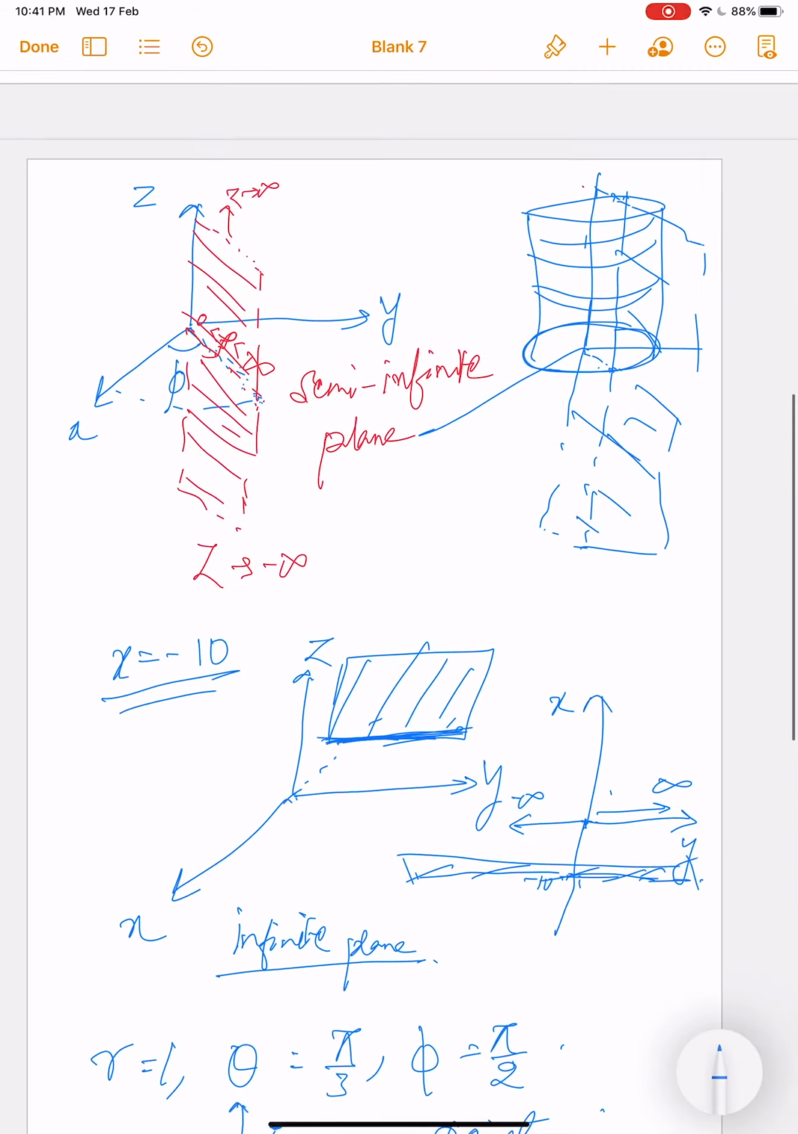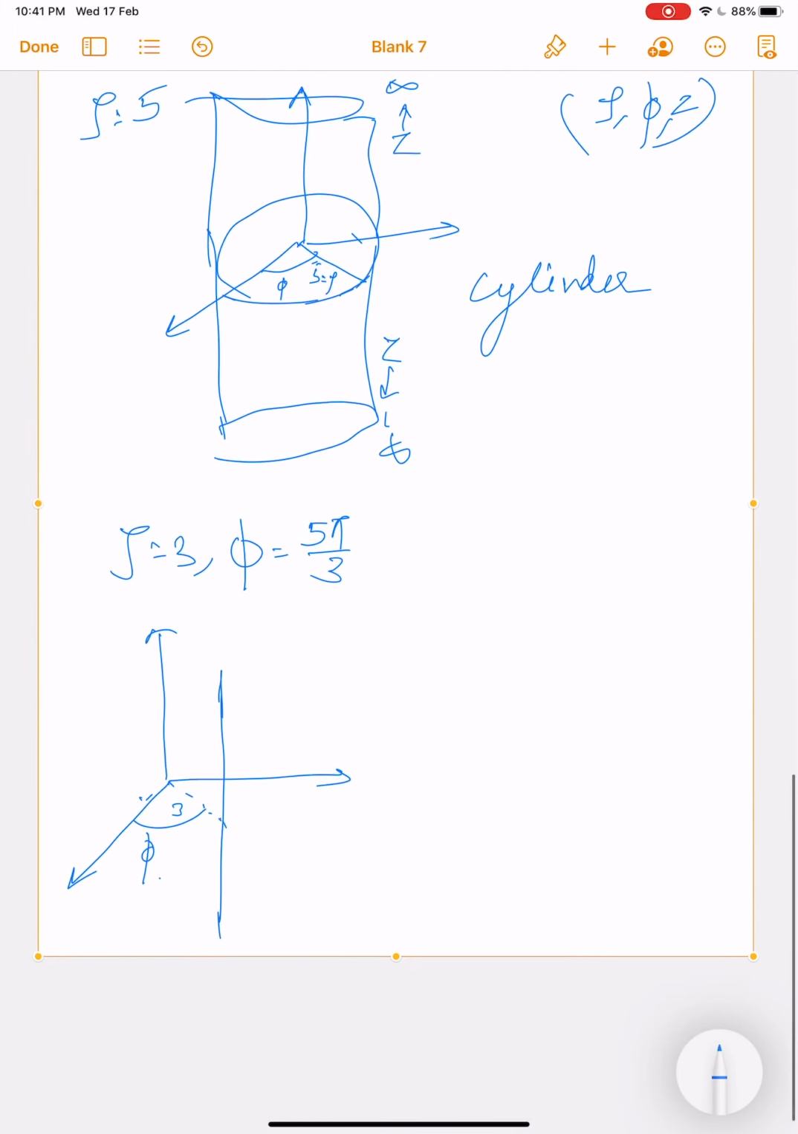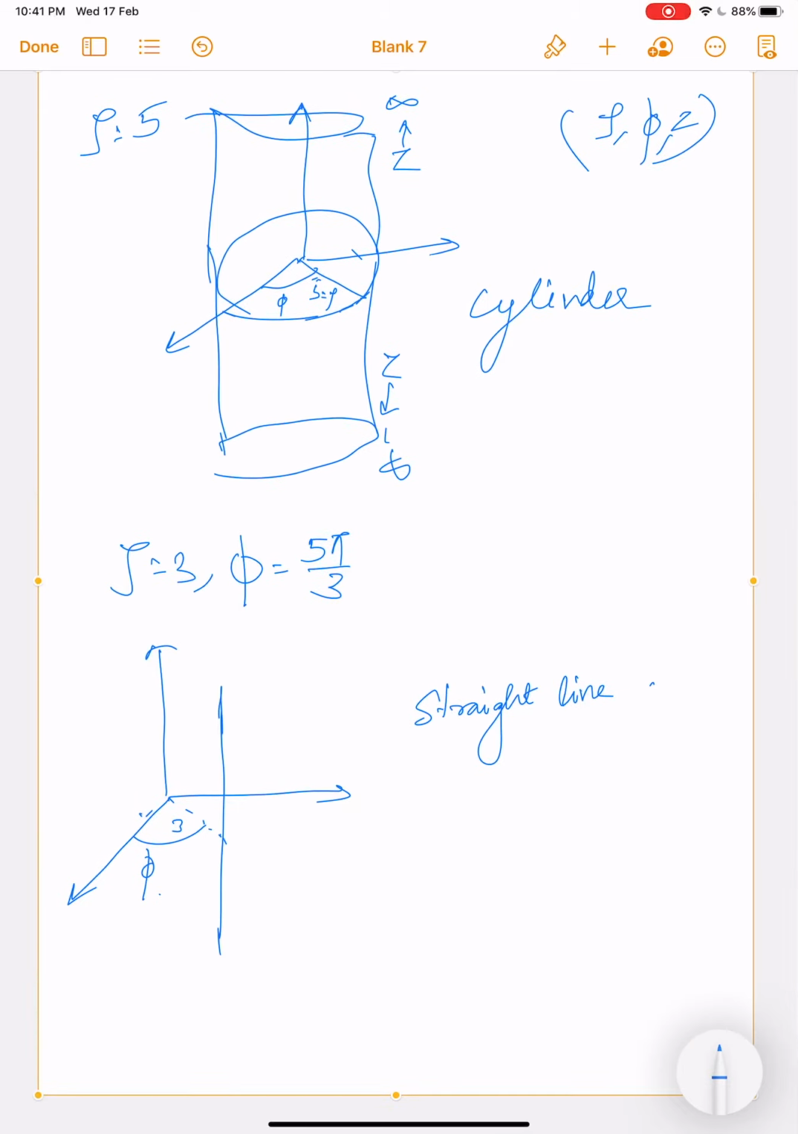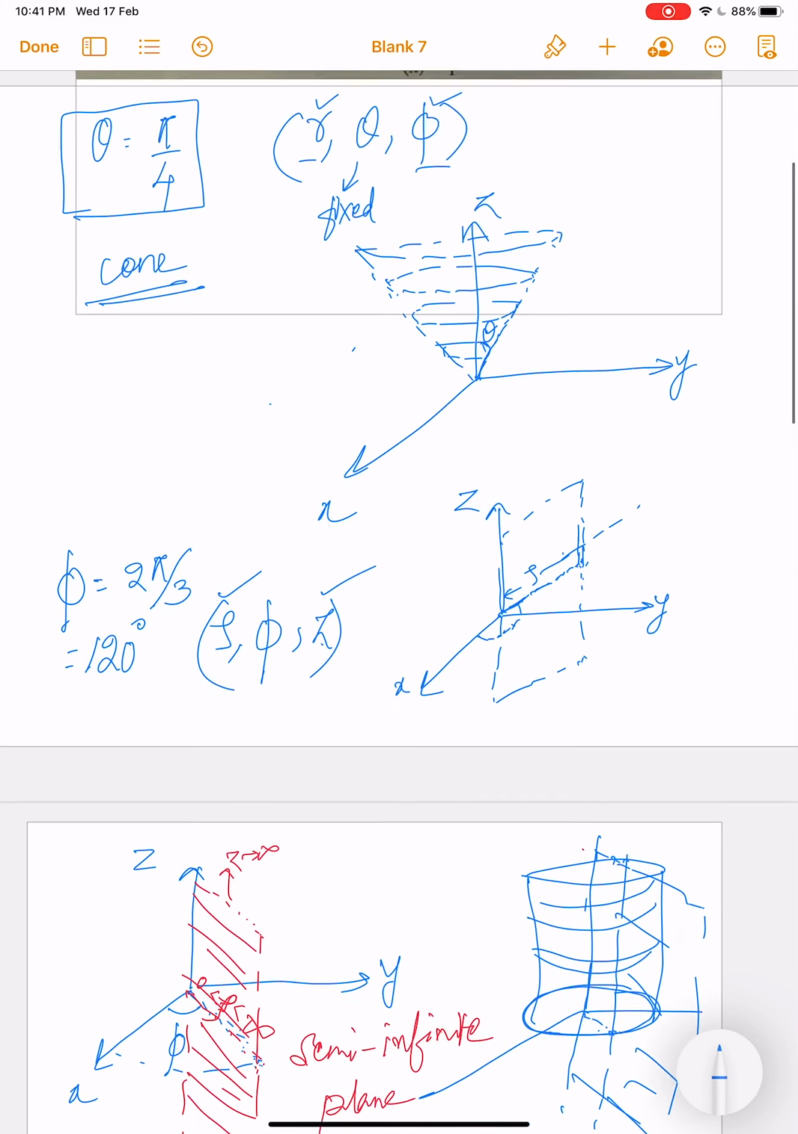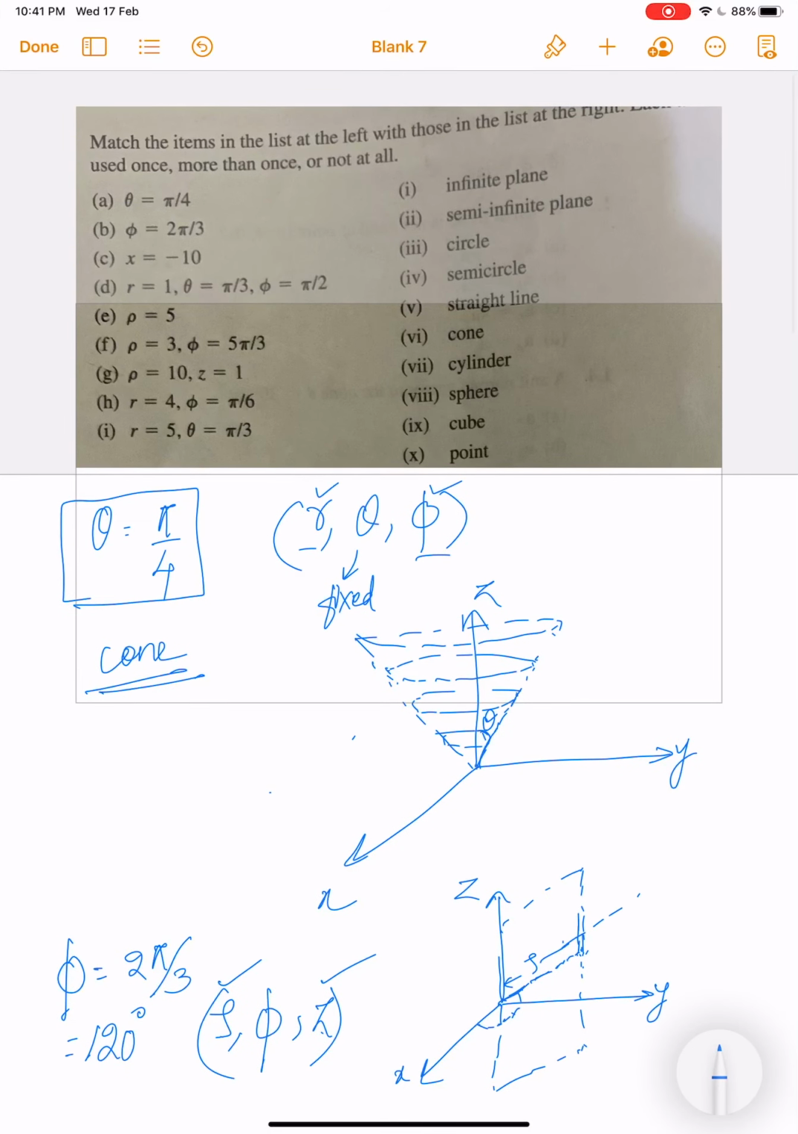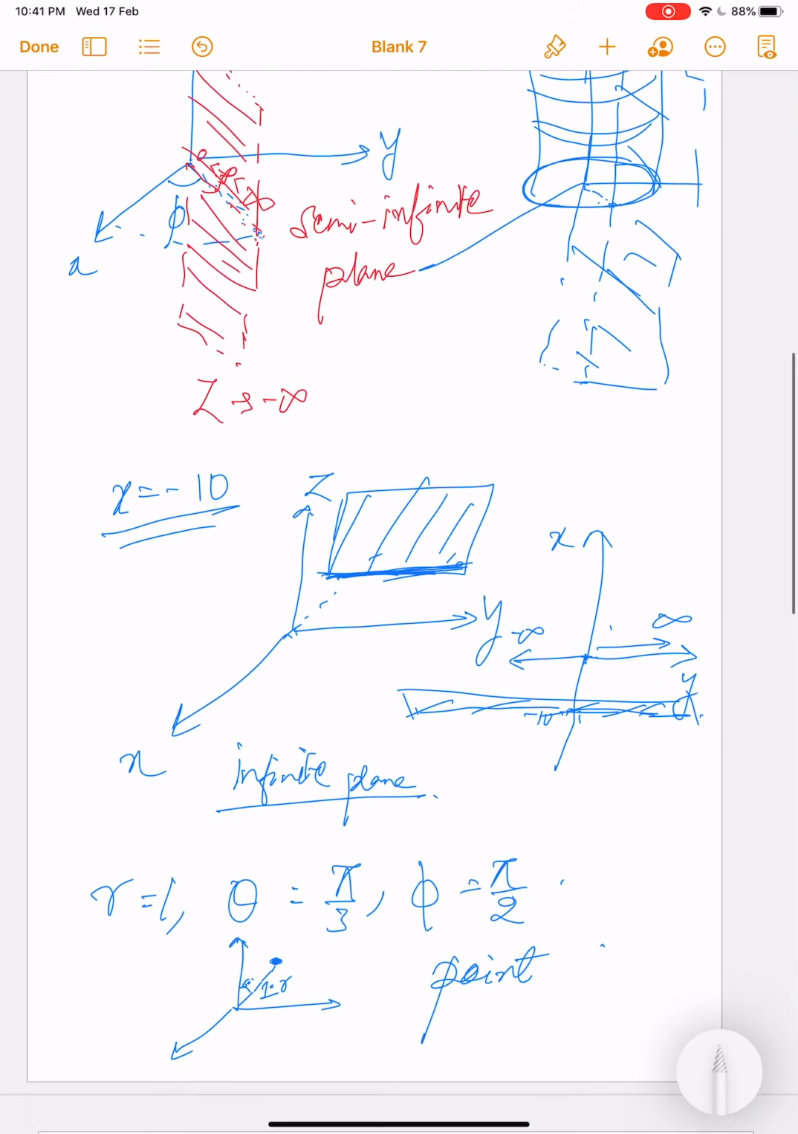So generally, as you can see, when 2 coordinates are given, you'll get some linear sort of thing. Then the next bit is rho is equal to 10 and z is equal to 1.